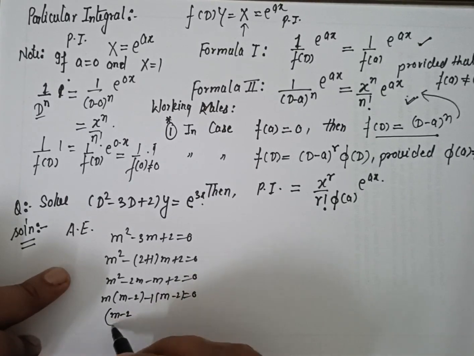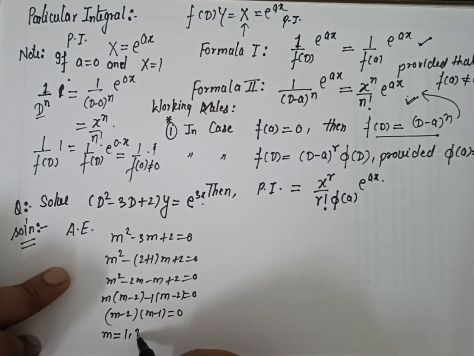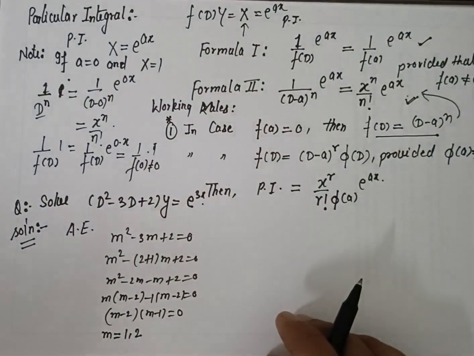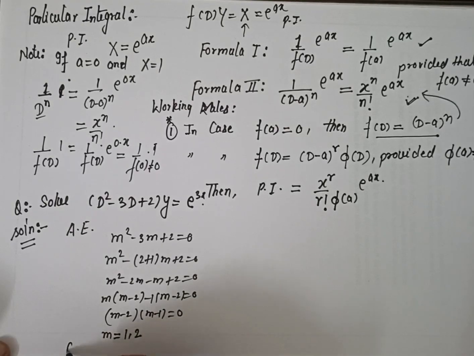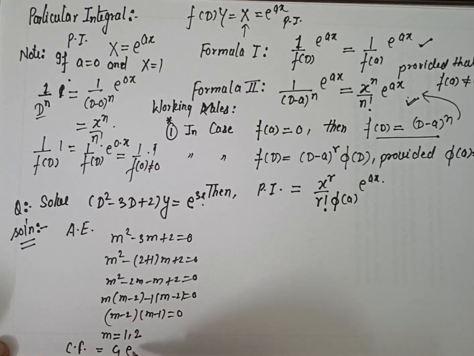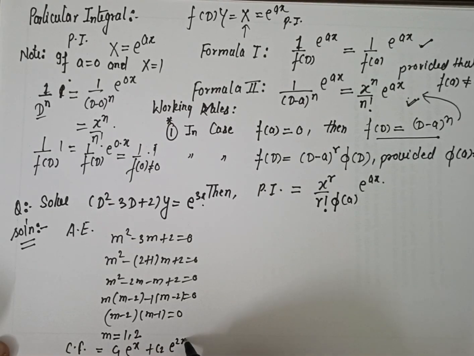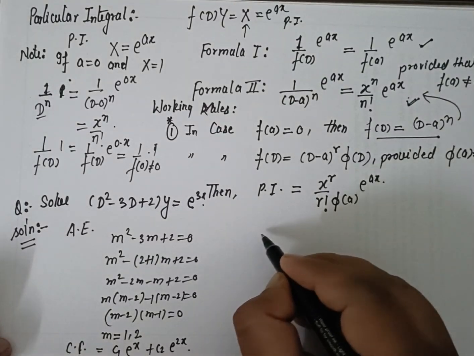So (m − 2)(m − 1) = 0. So here you have two values of m, which are real and distinct. Both the values are real and distinct. So you can decide your complementary function as c1 e^x plus c2 e^(2x). Now what about the particular integral?